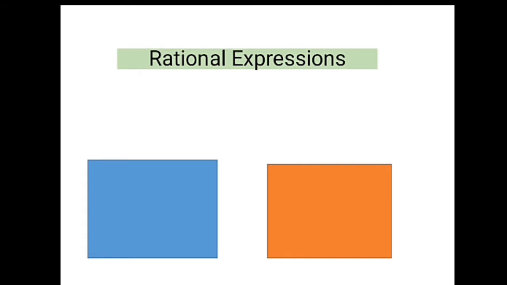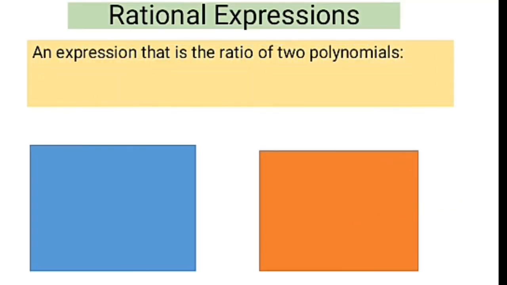Let's proceed to rational expressions. A rational expression is an expression that is the ratio of two polynomials. It is good that we have reviewed what a polynomial is so that we can identify rational expressions, because a rational expression is made of two polynomials. For example, we have x squared plus 5 over x plus 2. The numerator is x squared plus 5. The denominator is x plus 2. In that case, the two polynomials are one in the numerator and the other in the denominator. That is a rational expression.